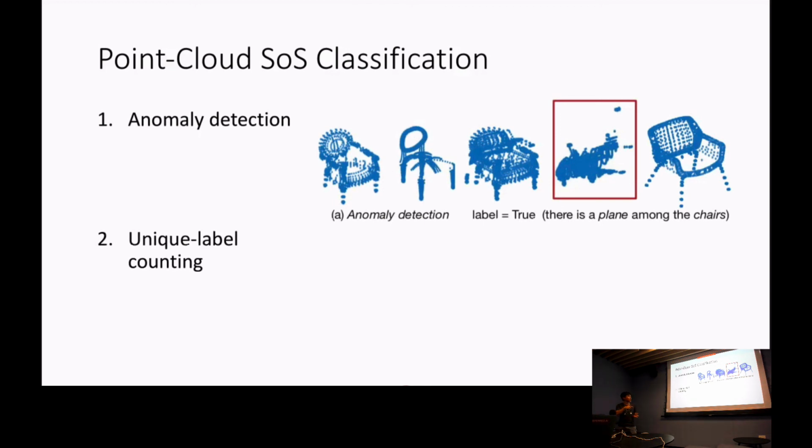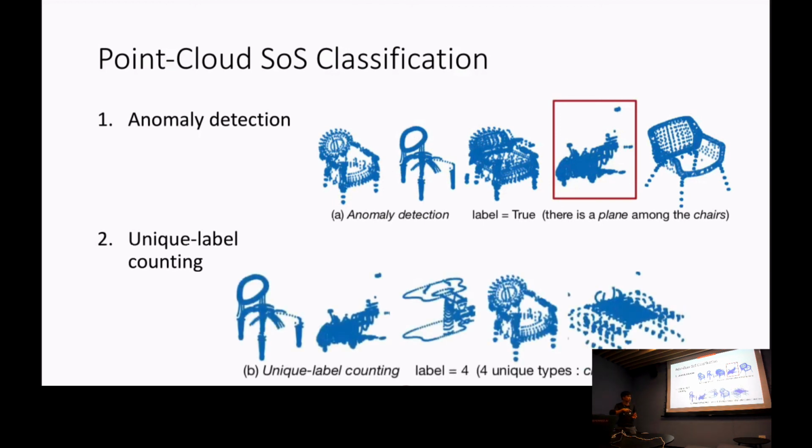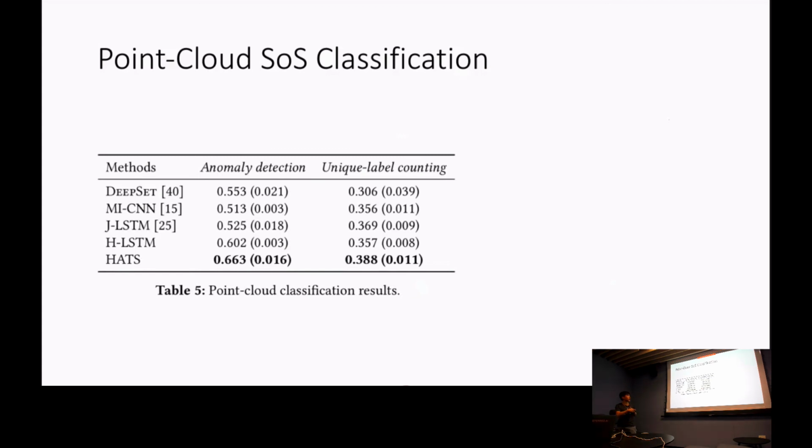Another task is unique label counting. Unique label counting means that you have a set of different point clouds or different objects, and you count how many unique objects appear inside the set. So this is set-of-sets kind of data. When they compare, they compare with the other baselines that we compared earlier. In this particular task, it heavily relies on how well you perform the set operation first, and then operate on the element level. And the hash architecture significantly outperforms the other approaches.